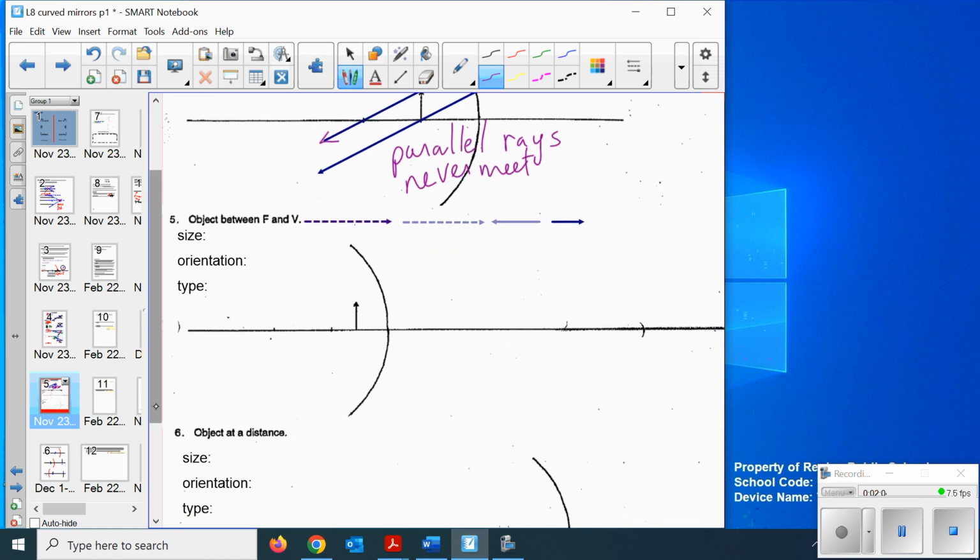Object between F and P. We know this. This is the close-up. This is where you're larger. I'm going to just say this, because I think we know this. It's larger. Orientation: you say erect in this. And that means it's virtual.